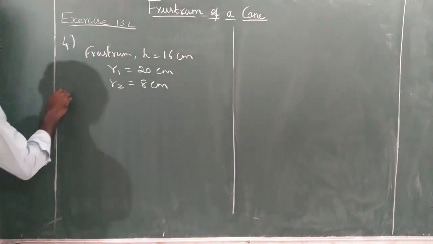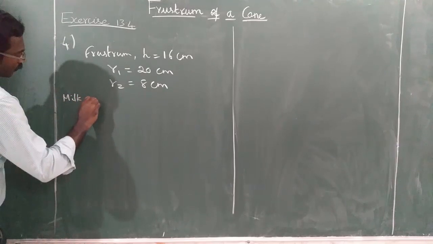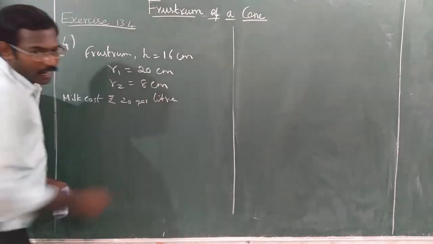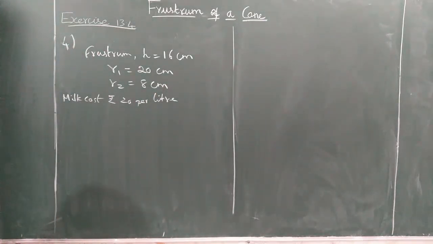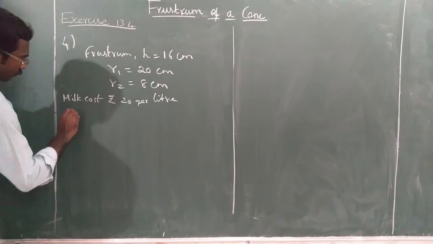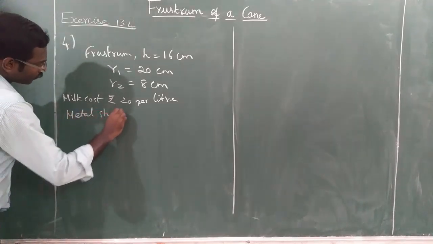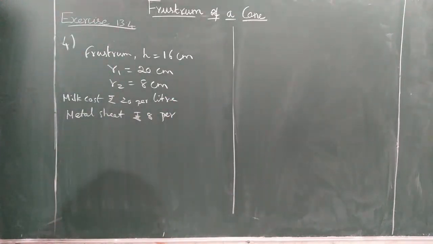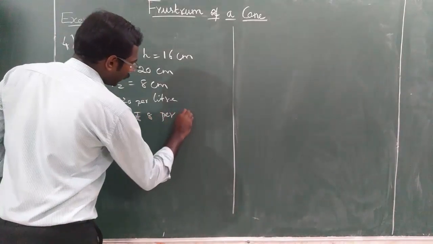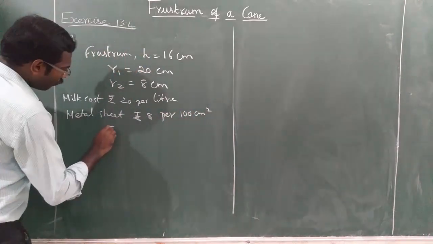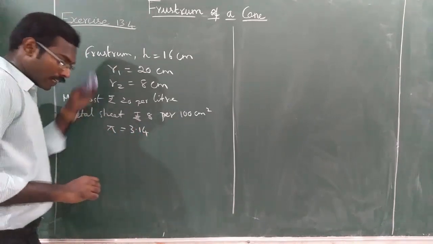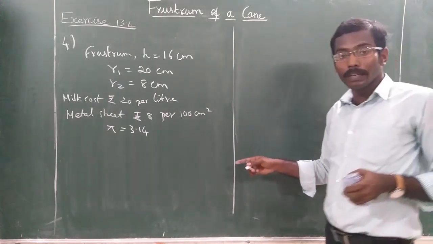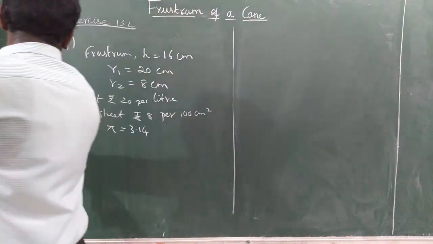So what is given? Milk cost is rupees 20 per liter. And the metal cost is rupees 8 per 100 centimeter square, and pi value is given as 3.14. Usually we are using pi as 22/7, but here in the question it is mentioned that pi value should be taken as 3.14.